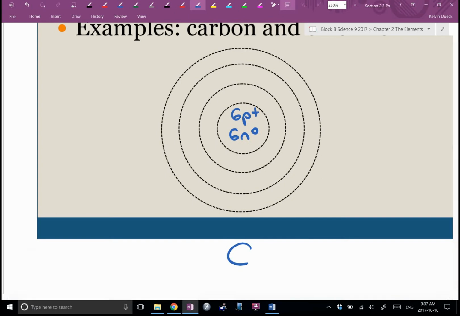Next question. What row is carbon in? Row means counting down. Second row. So the innermost shell is full of electrons. How many electrons can the innermost shell handle?